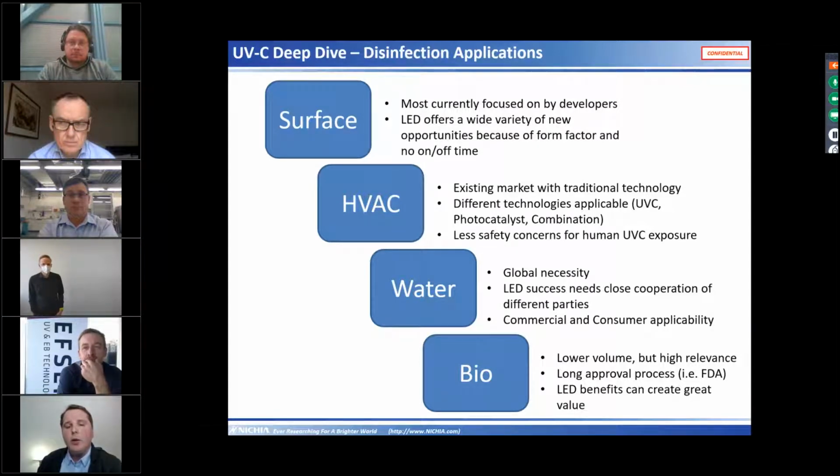And then we have the biomedical area. This is going into hospitals, laboratories and similar places, where you have some disinfection task or even some sensing task.